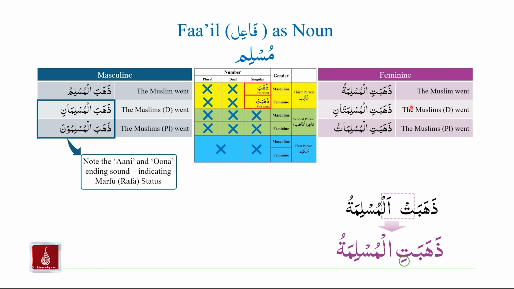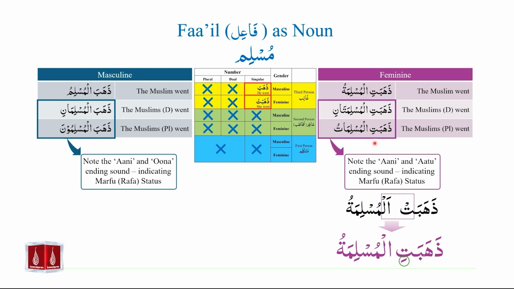So whether we are referring to singular or dual or plural number, in either case we are picking only zahabat, because our fa'il is a noun and fa'il is feminine. Once again, note the ani and atu ending sound. Ani and atu ending sound for muslimatani and muslimatu respectively indicates rafa status or marfu form of the ism.